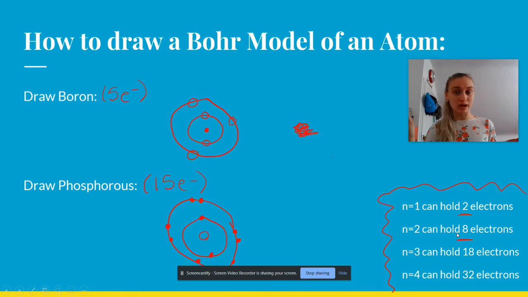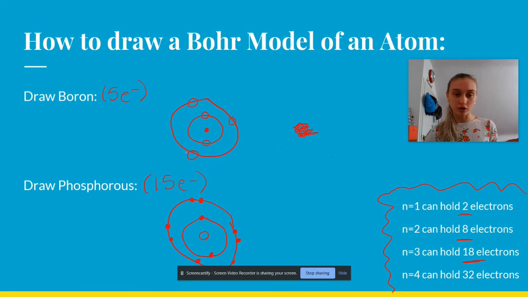8, so that is now full. We cannot put any more electrons on that one. But I was counting the total number of electrons as I did it, and we only have 10, so we still need to put 5 more out there. But we can look down here and see that this third one can hold up to 18 electrons, okay?